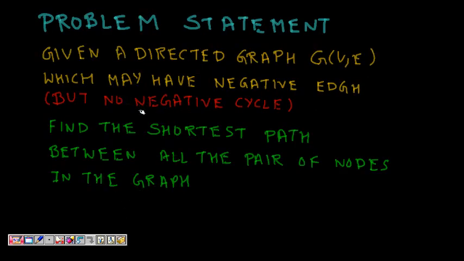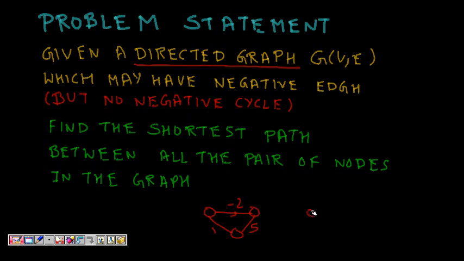So let's see the problem statement. We are given a directed graph in which all the edges have direction, and the graph may have negative edges. It means some of the edges might have negative weight. So if this is the graph, this is a negative edge weight, this is positive, and this is a positive edge weight. But it should not have a negative cycle.